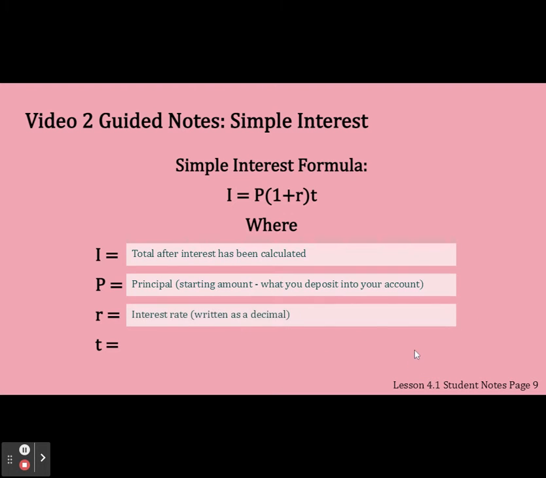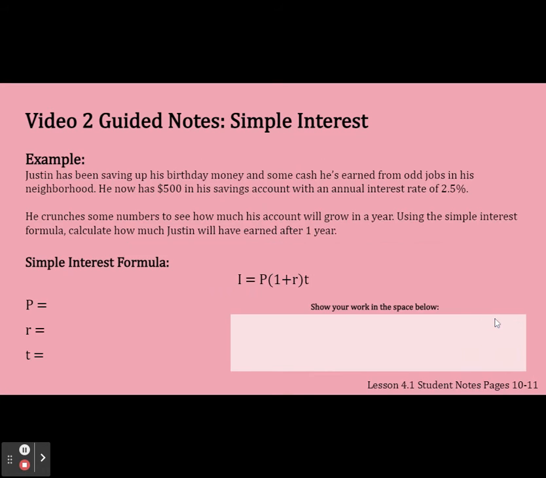R is your interest rate, and we're always going to write that as a decimal. So remember, you can either press that little percent button on your phone calculator or just move the decimal over to the left. And then T is time. Typically, we're going to be talking about this in years, but you might have interest where it's going to just get calculated each month or something, and then you would just do it for the 1 month. So if you look on your student notes, page 9, you should see this little graphic for you to complete. And we have an example.